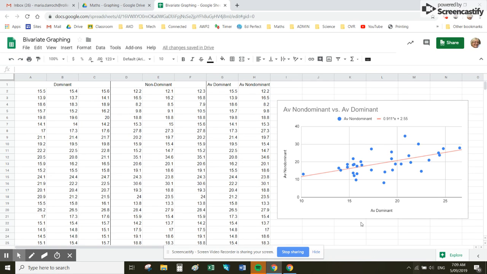So when I look at this data, then I can see it's a positive trend line. You can see that's a positive number. So that means that as the average dominant hand is increasing, so is the average non-dominant hand, which in reality means the slower they get with their dominant hand, the slower they get with their non-dominant hand as well, which is exactly what I would expect. You can write all that up in your conclusion.